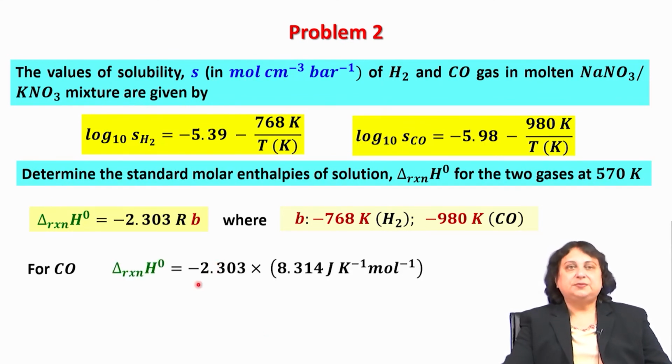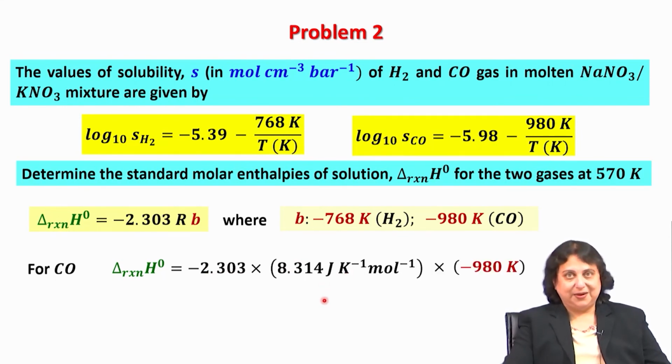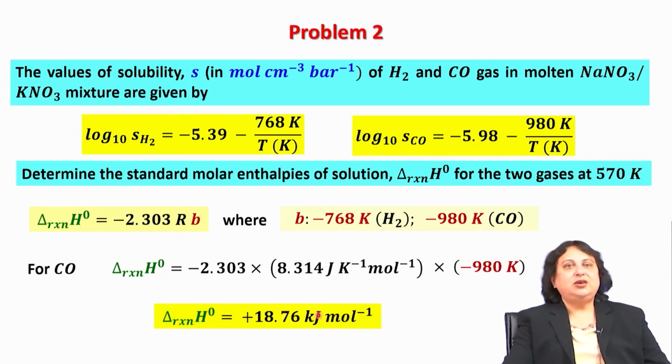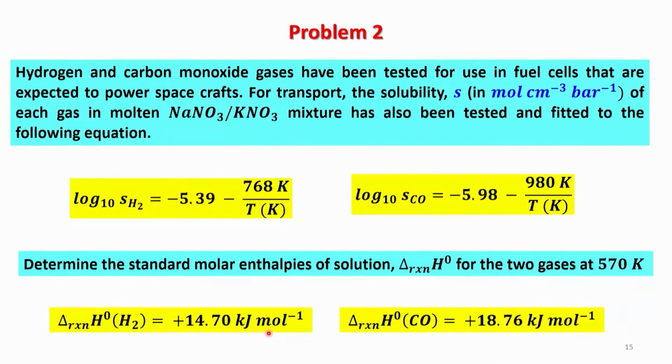If I go ahead and repeat this calculation for carbon monoxide, the first part remains the same, it is minus 2.303 into 8.314 joule per Kelvin per mole, but now it is multiplied by minus 980 Kelvin, giving you the standard molar enthalpy of solution for carbon monoxide as plus 18.76 kilojoule per mole. So, now what you have is this. This was the problem that you had at hand.